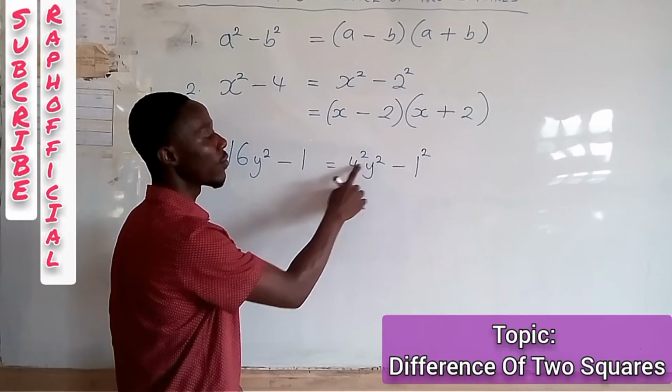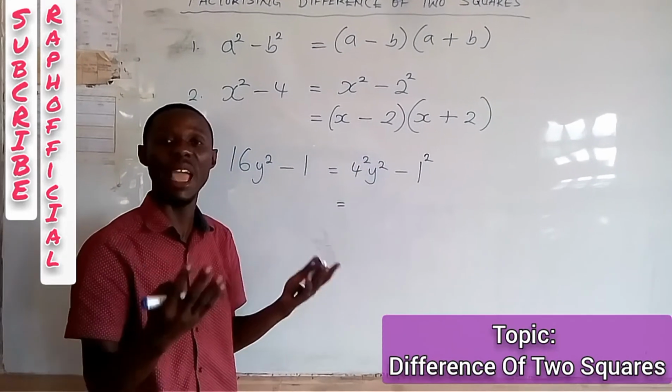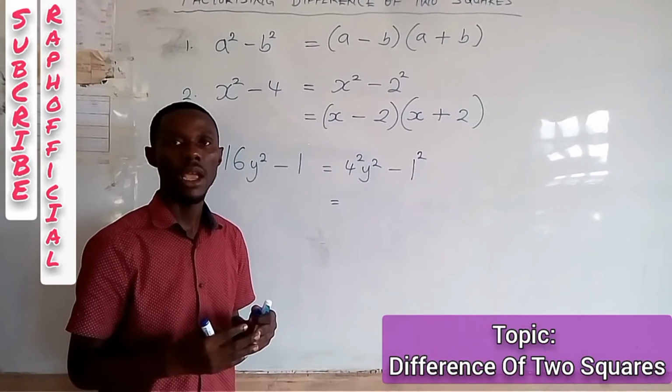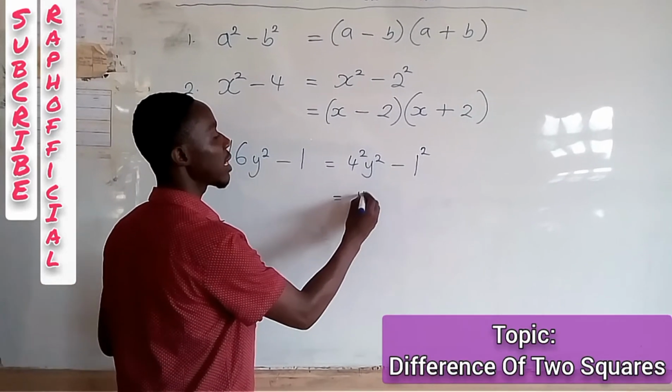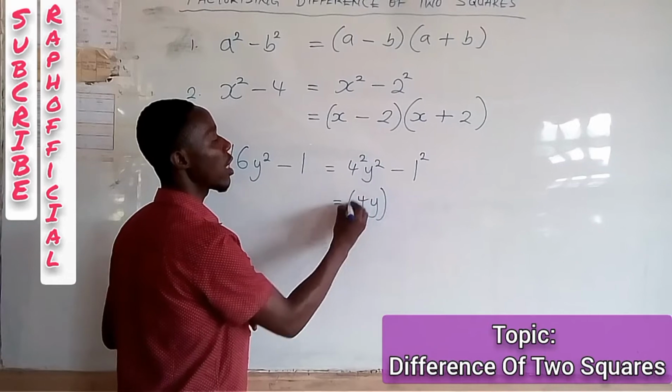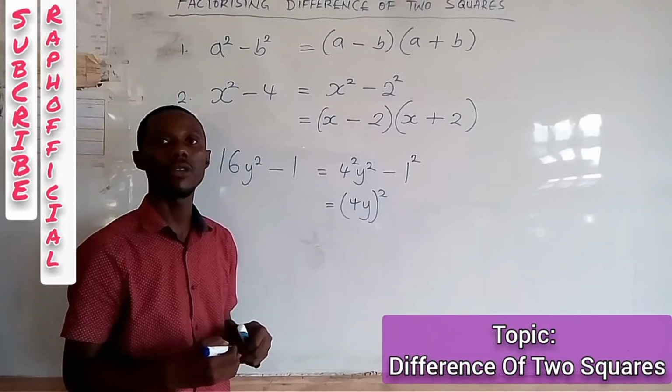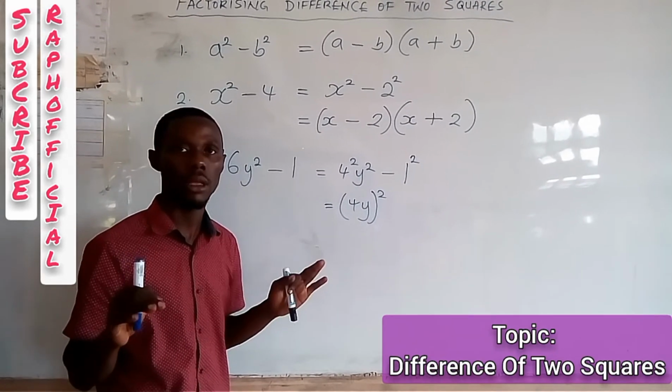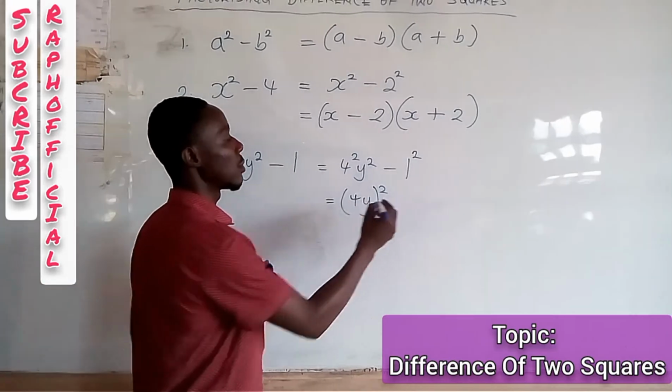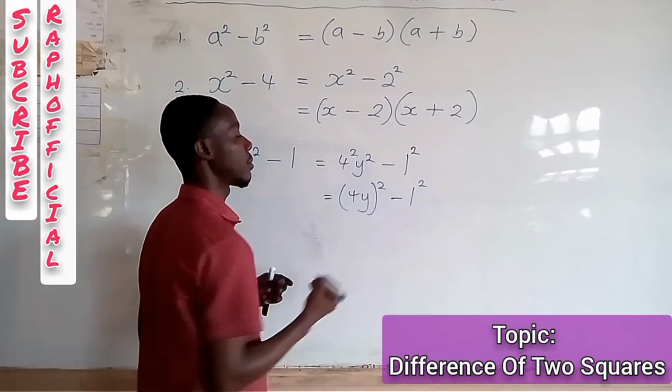Since both of them, 4 and y, have the same square, we can rewrite them as 4y all exponent 2, because they have the same square. Then minus what? 1.